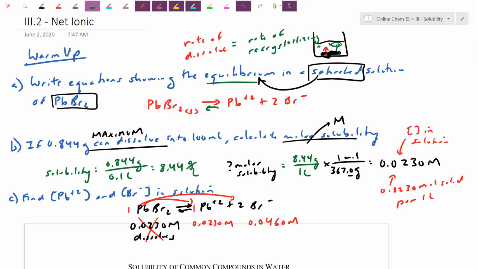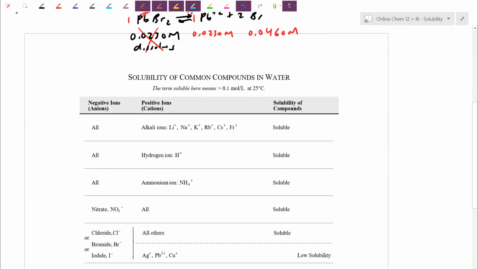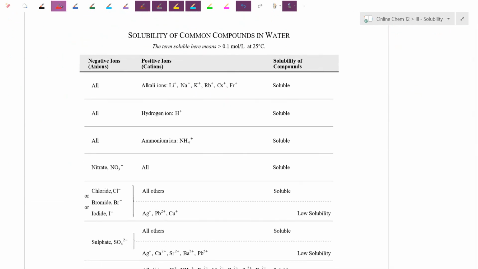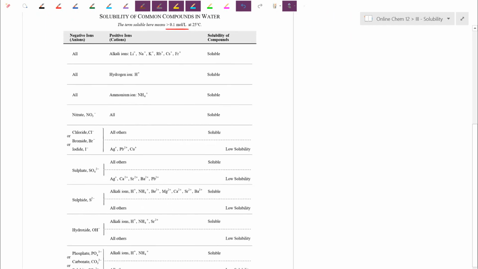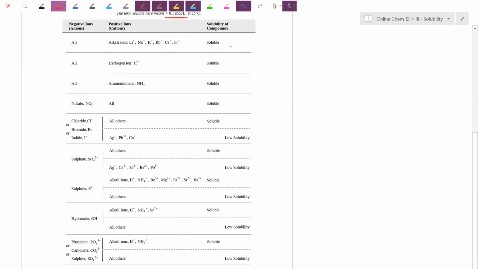So what I pulled up for you here is the solubility chart. We already saw this back in grade 11, but we'll use it a lot in this chapter in grade 12. Again, I introduced this to you last day. Basically, every compound is soluble to a certain degree. We just set our arbitrary limit here. If I manage to dissolve more than 0.1 molar at 25 degrees, I'm going to call you soluble. So any of the ones on the table that say soluble are going to dissolve greater than 0.1 molar. Anything that is low soluble is anything less than it.